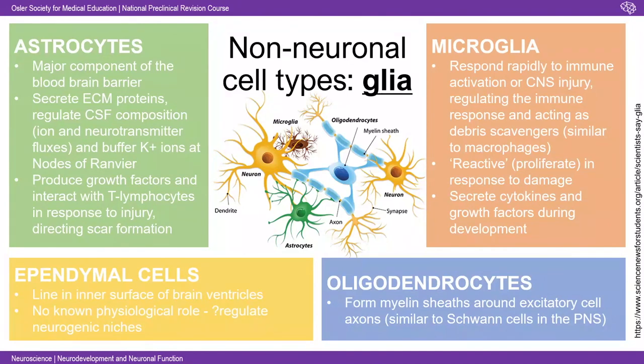Finally, you get ependymal cells, which line the brain ventricles. The Oxford Handbook says that they have no known physiological role, which I imagine is a bit harsh on them. I'm sure they're doing something. There's some query about whether they help regulate those neurogenic niches that I spoke about earlier, but not a huge amount to learn about those. And then you have your oligodendrocytes, which are your Schwann cells of the central nervous system. So in the central nervous system, your myelin sheaths surrounding your pyramidal cell axons are formed by oligodendrocytes, not Schwann cells.